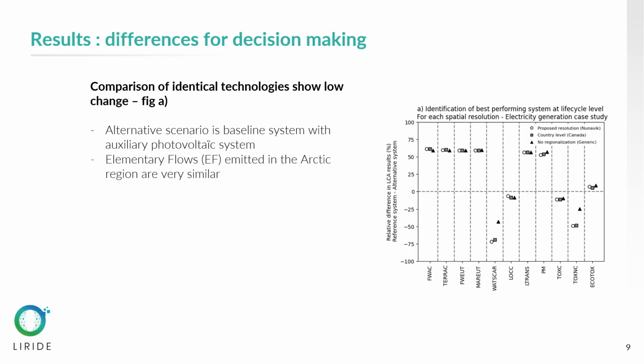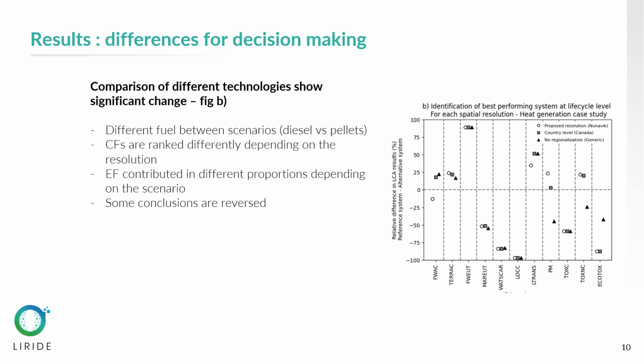Now, it was also interesting to see how decision-making is influenced in comparative assessments. First, in the case study of electricity generation systems, the variations are marginal, as shown in this figure. This is because of the high similarities in the inventory of emissions in Nunavik between the two scenarios compared. In contrast, for the case study of heat generation, the high differences in emissions due to different fuels lead to significant changes. We can even see that some conclusions are reversed.